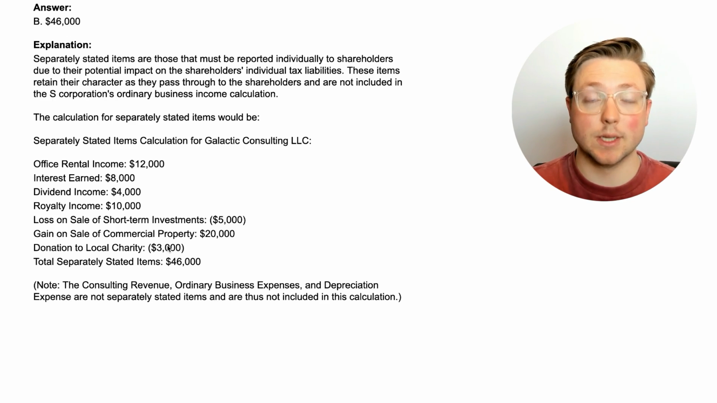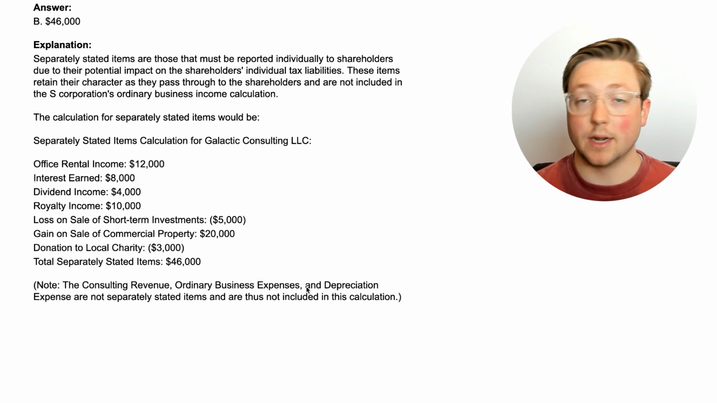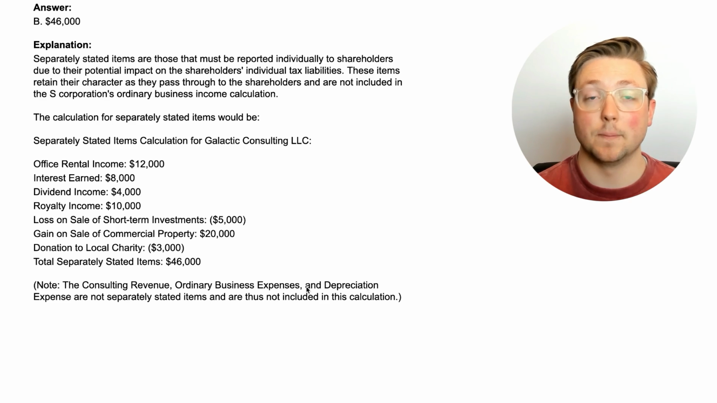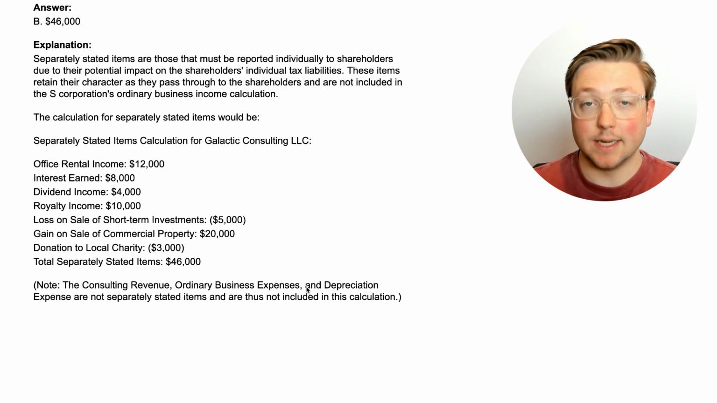This would be a deduction that would flow through to the taxpayer that they could use on their own personal tax return. And then as it notes here, the consulting revenue, the ordinary business expenses, and the depreciation would be ordinary business income items instead of separately stated items. So let's dive into this. Separately stated items are things that are not included in ordinary business income, and they are separately stated on the K1 that is given to the shareholder to show them the different things that flowed through to them.